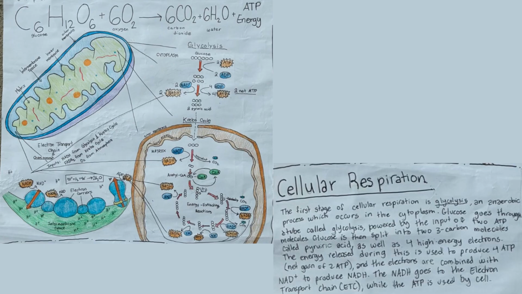The energy released during this is used to produce 4 ATP, making a net gain of 2 ATP, and the electrons are combined with NAD+ to produce NADH, an electron carrier. The NADH goes to the electron transport chain, while the ATP is used by the cell.